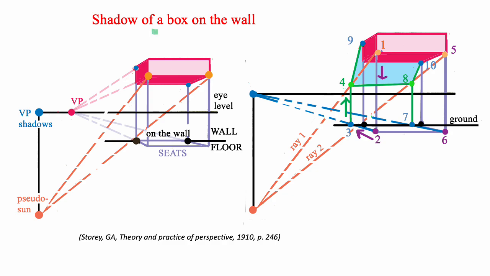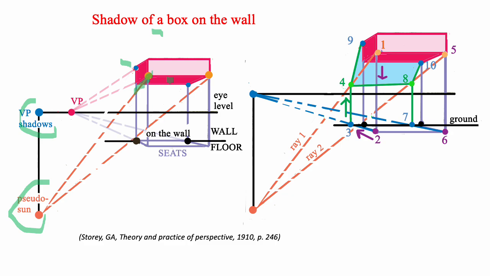The shadow of this box on the wall is front lit. In other words, the pseudo-sun is down here, and the vanishing point for the shadows is here on eye level. And here's the box, which is above eye level, so we see its bottom. And it's on the wall, and we want to find its shadow. So we need to draw light rays through the front bottom corners.